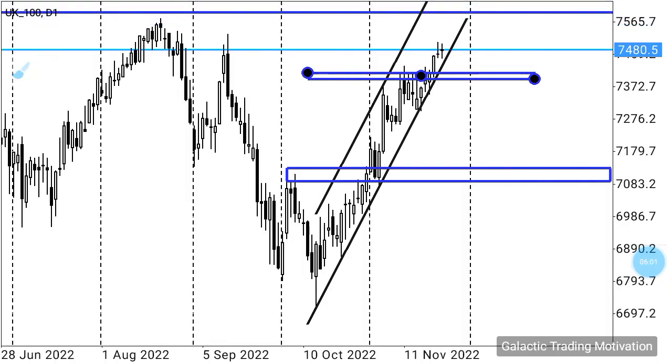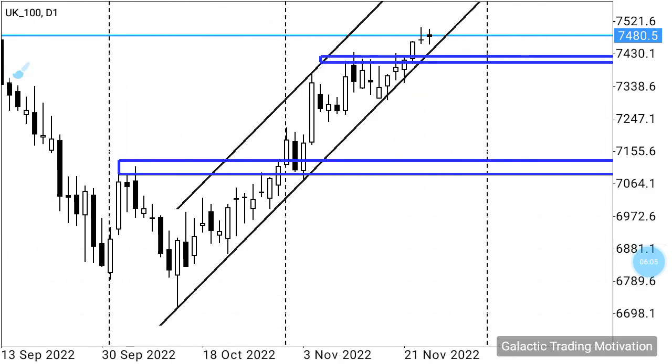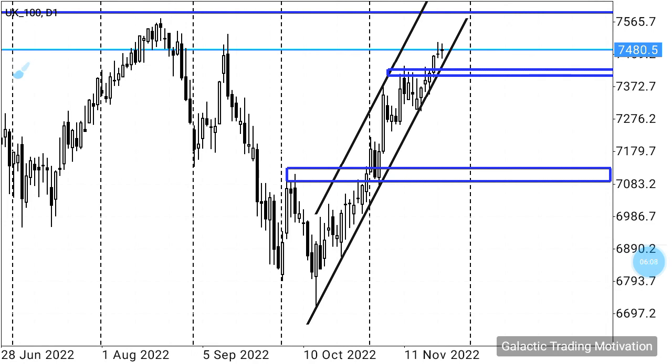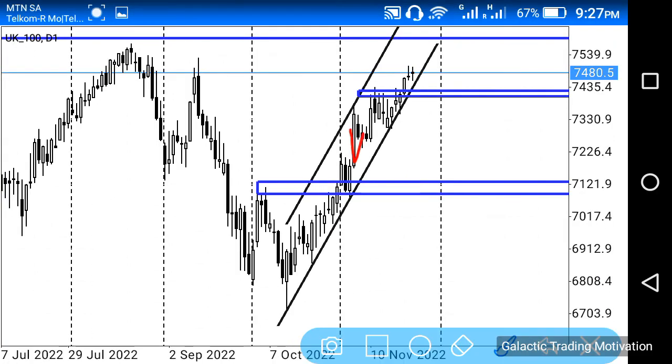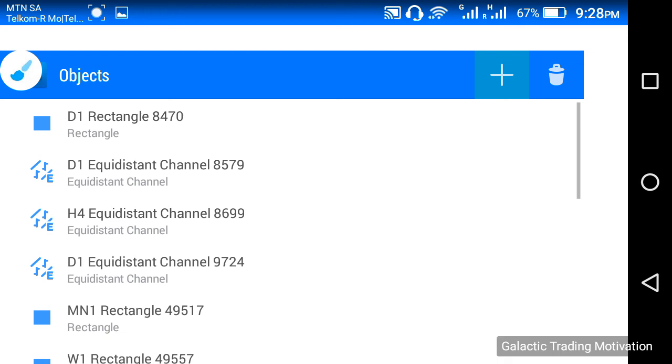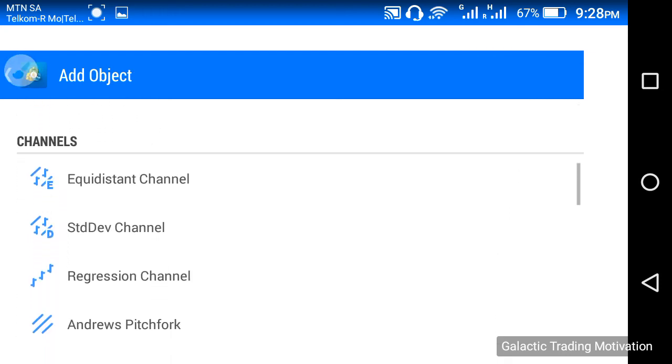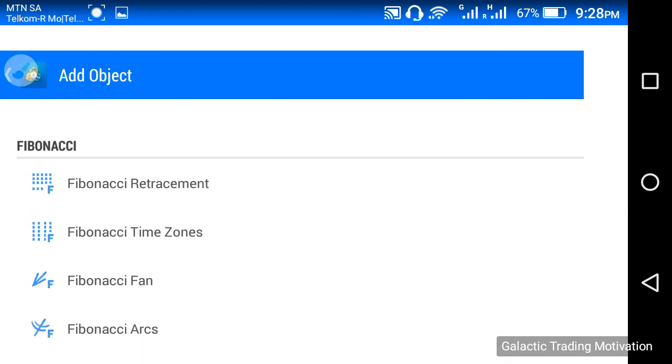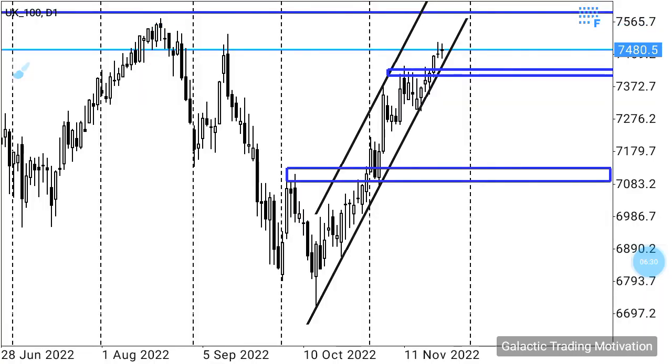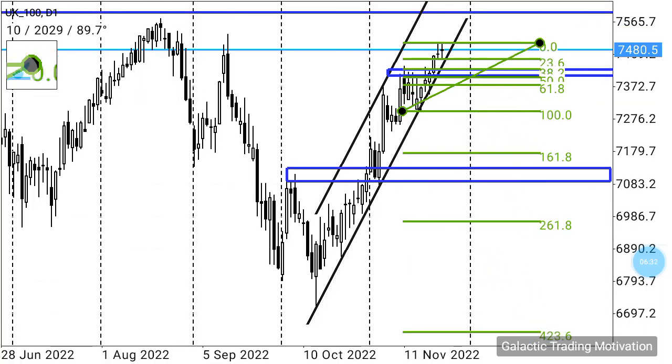Just bear with me, guys. There we go, more or less, right? And the next thing that I'm going to do is to utilize the Fibonacci retracement tool. We want to see if the neckline of that W structure aligns with any key levels that we have on the Fibonacci retracement tool, right? So let's see, let's have a look. Fibonacci, there we go, more or less, right?